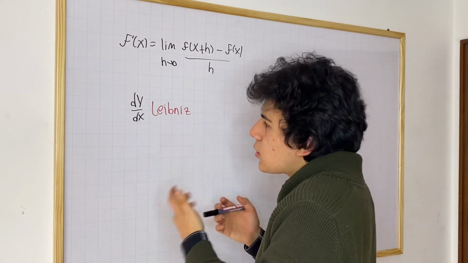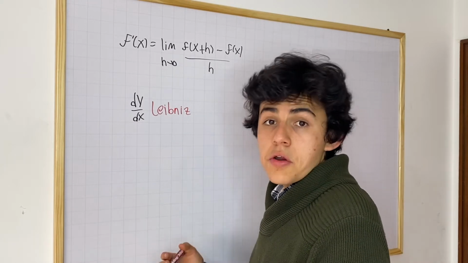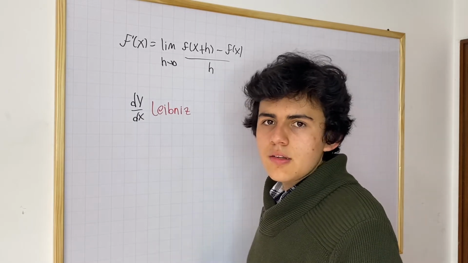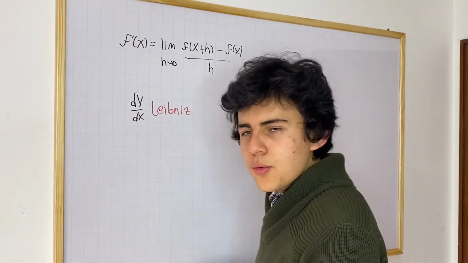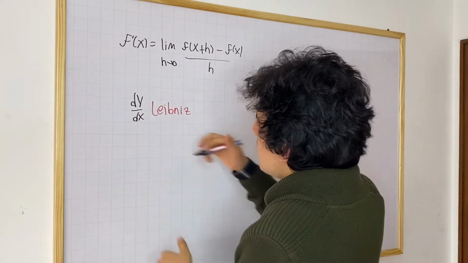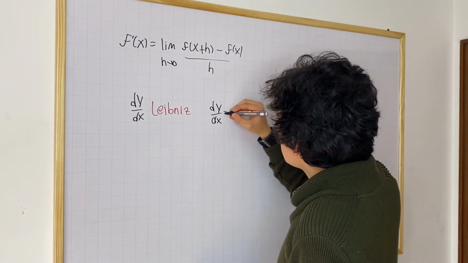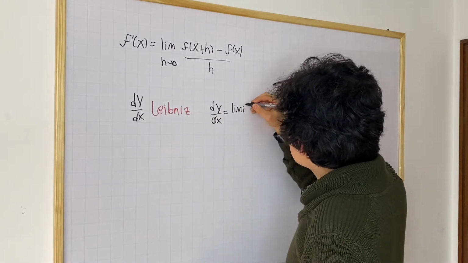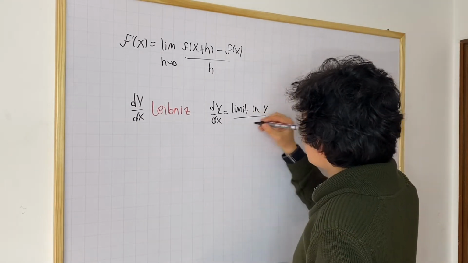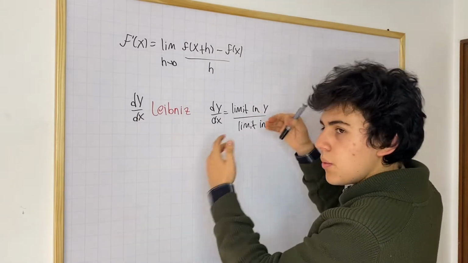You could also say that d is a differential. We're gonna see in following videos what differentials are, but it's something pretty easy. You're gonna see it particularly with integrals. For now, don't worry about it. Just know that this is saying the difference, and a difference as a limit. So dy over dx is just saying a limit in y over a limit in x.